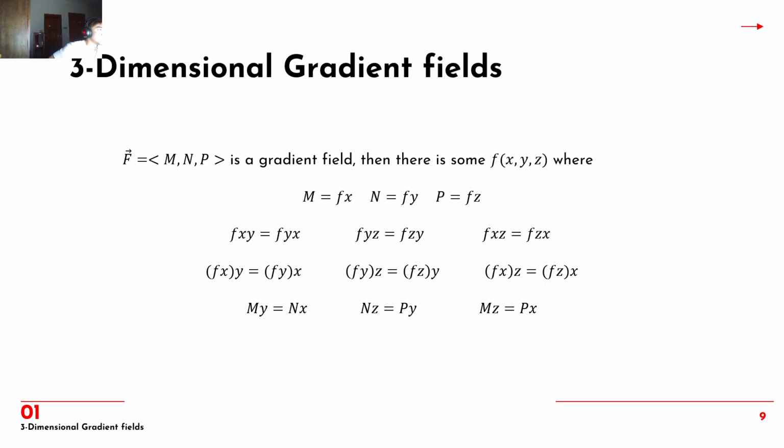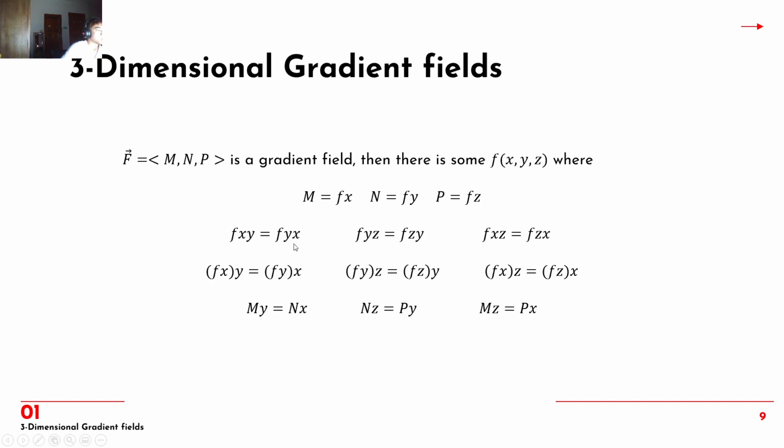So moving on, the three-dimensional gradient field is just similar to the two-dimensional gradient field. We just need to add one more term in there. So if vector F equal to M, N, and P is a gradient field, then there is some f of x, y, and z, where M equal to fx, N equal to fy, and P equal to fz. So we just need to differentiate those with different terms.